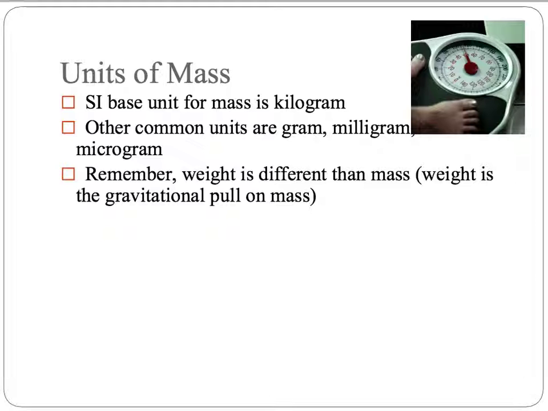Units of mass. The SI base unit for mass is actually kilogram. It's not the gram. Don't ask me why. I don't really know. But it's kilogram. So that is the base unit for them. That kind of corresponds with our pound. So they measure things in kilograms. We measure things in pounds. So some other common units that you're going to see are grams, milligrams, or micrograms. We'll get to what micro is in a little bit.